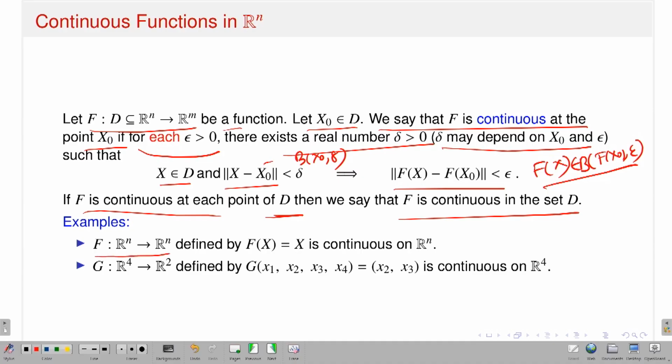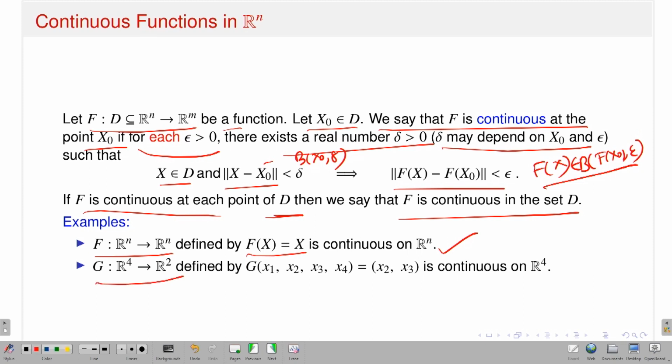Let's start with a function from R^n to R^n. f of x is equal to x, this is the identity function. This is a continuous function, and it is easy to check. You can use the epsilon delta definition: if I start with epsilon, take delta equal to epsilon itself and it will work.